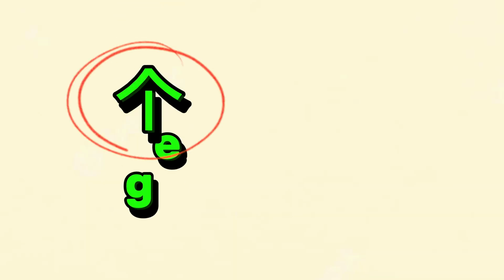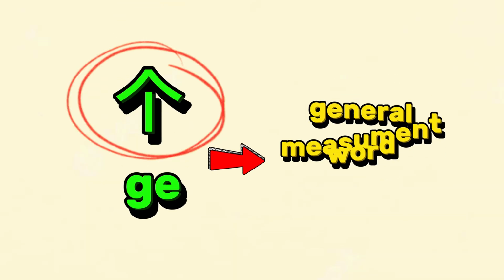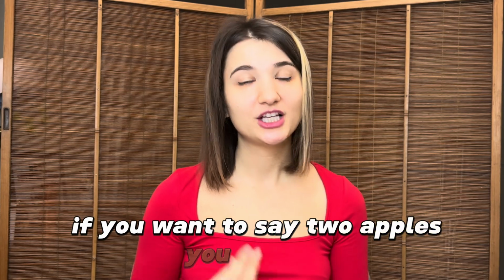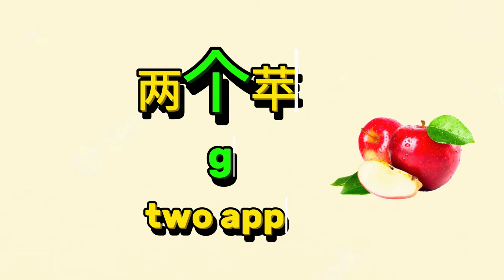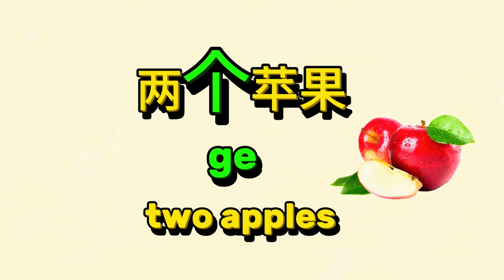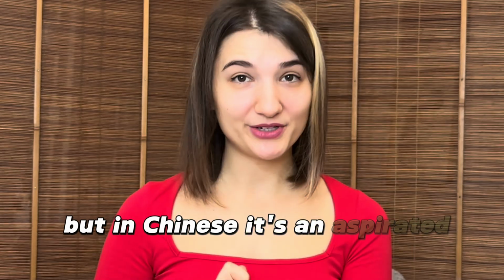So this character here is a general measurement word. For example, if you want to say 2 apples, you will say 2个苹果. G, 2个.